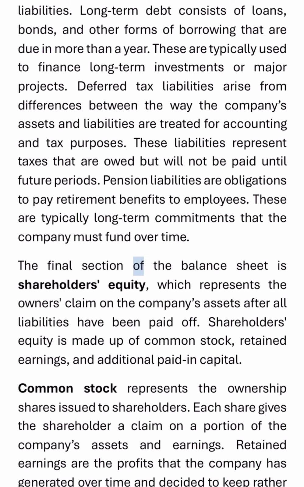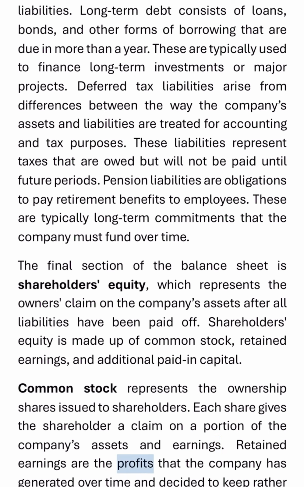The final section of the balance sheet is shareholders' equity, which represents the owner's claim on the company's assets after all liabilities have been paid off. Shareholders' equity is made up of common stock, retained earnings, and additional paid-in capital. Common stock represents the ownership shares issued to shareholders. Each share gives the shareholder a claim on a portion of the company's assets and earnings.